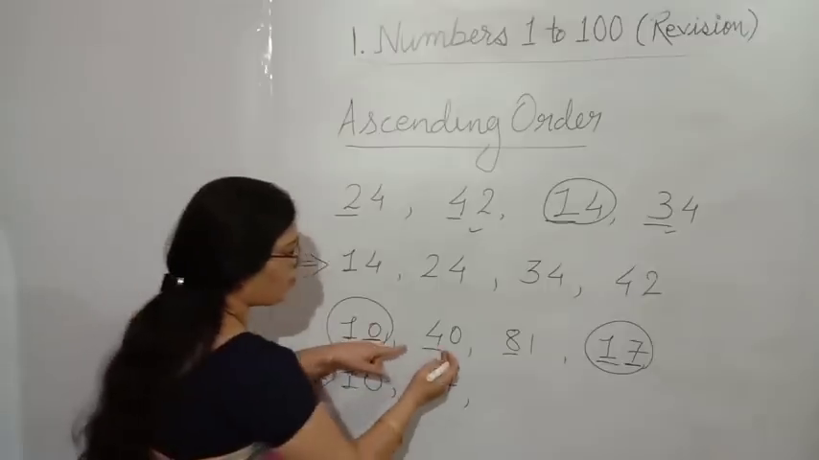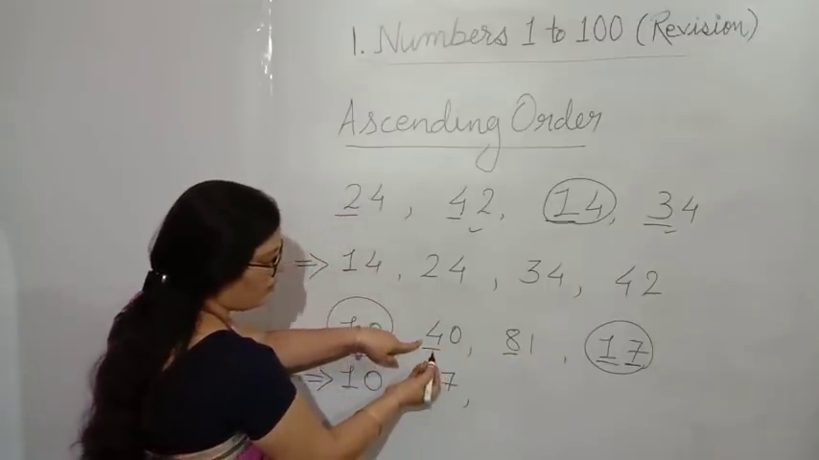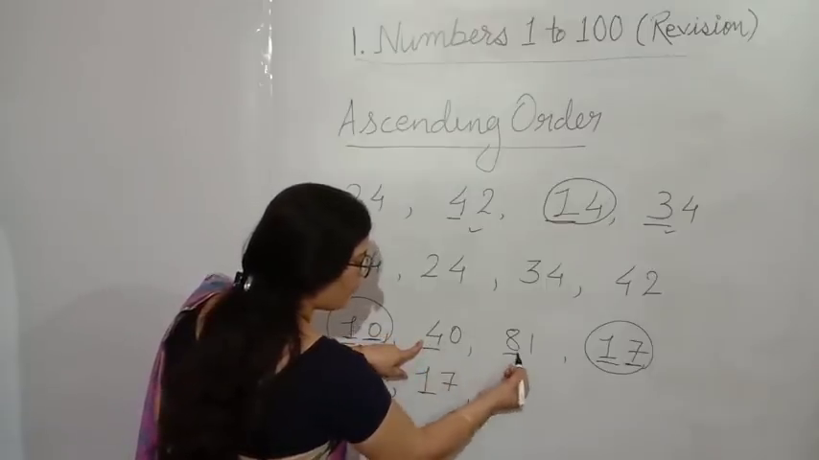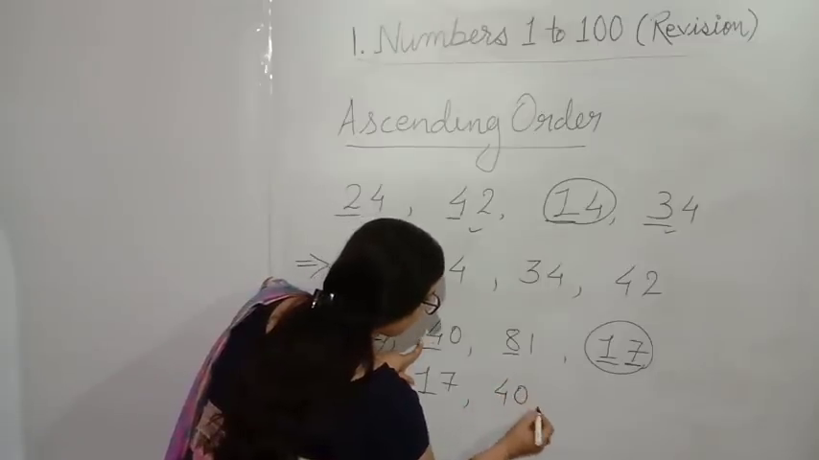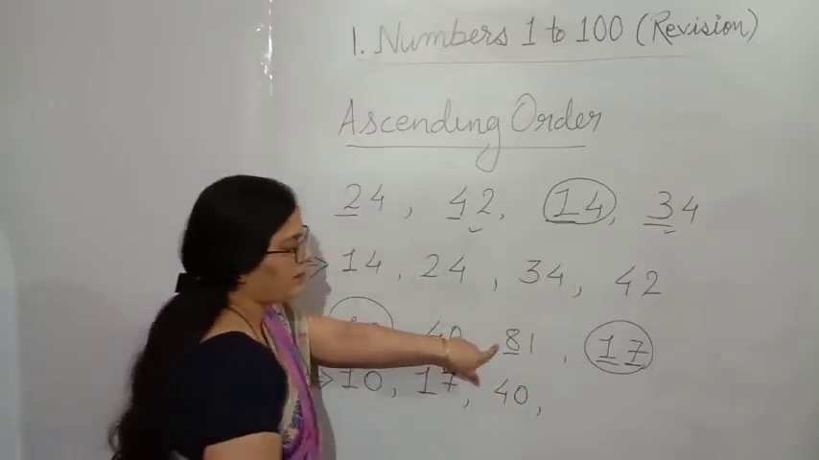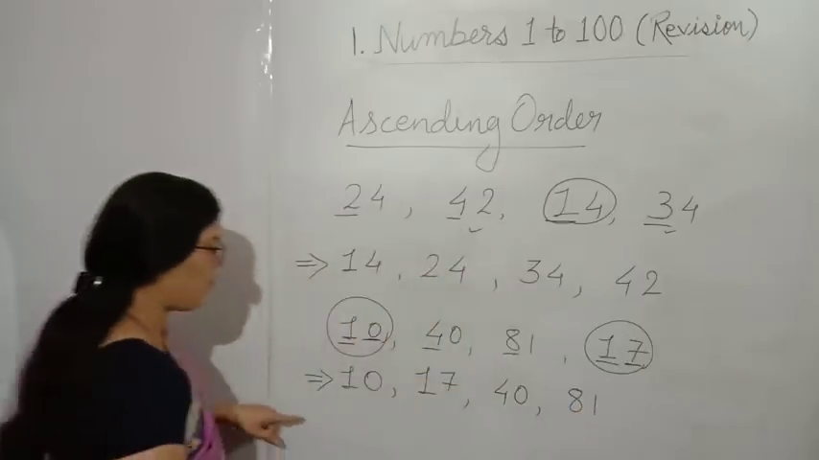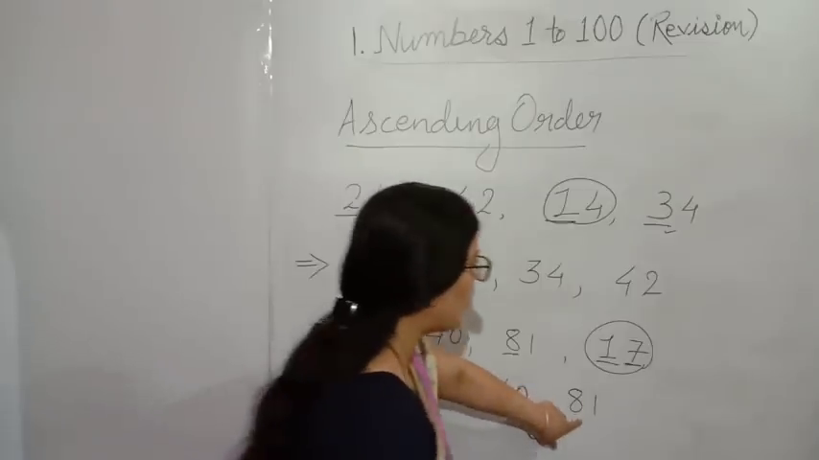Now which two numbers are left? 40 and 81. So here what is at tens place? 4, and here it is 8. So which one is smaller? 40. And then the biggest number is 81. So here we have arranged from smallest to biggest: 10, 17, 40 and 81.